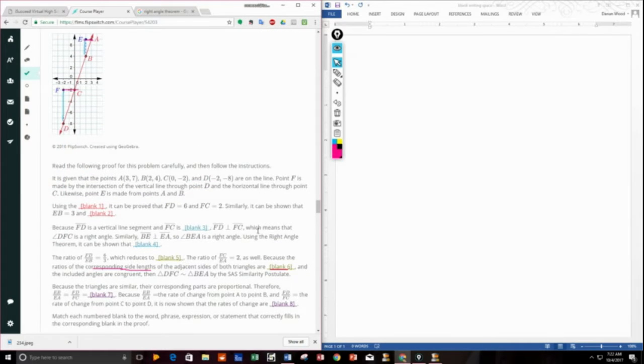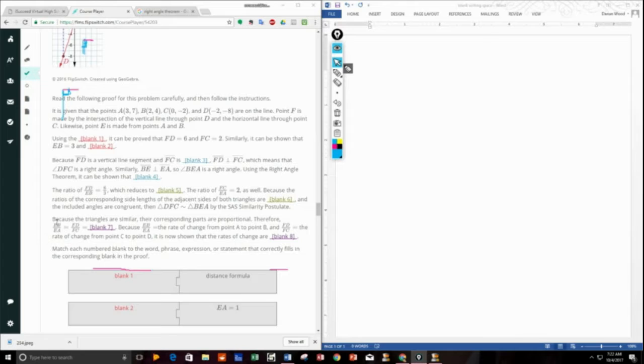All right. And the included angles are congruent. Then triangle DFC is similar to triangle BEA by the side angle side similarity postulate. So the vertical sides were proportional, and they had that included angle. That's where the angle came from. And then the horizontal side was the same proportion. The horizontal sides were the same proportion to the vertical sides.